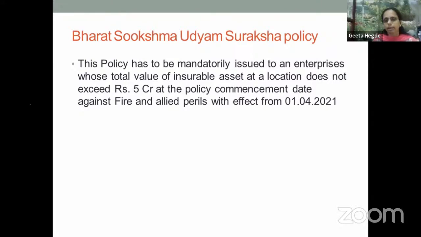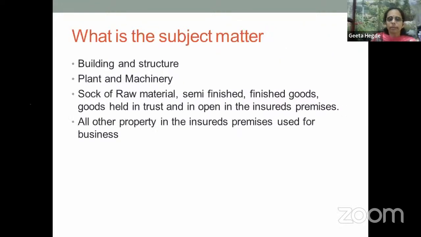Against fire and allied perils, all these policies are effective 1/4/21. Everyone knows the date, but the date can also be asked. What is the subject matter? Building and structure, plant and machinery, stock of raw material, semi-finished, finished goods, goods held in trust and in open, in the insured premises, and all other property in the insured premises used for business. Everything can be covered.